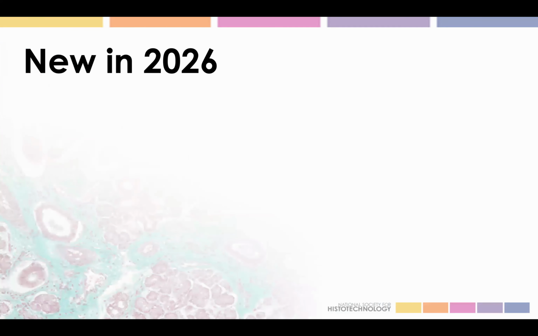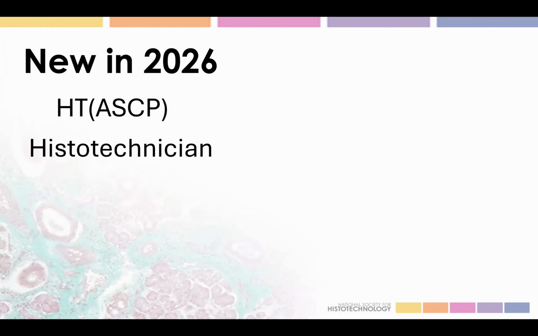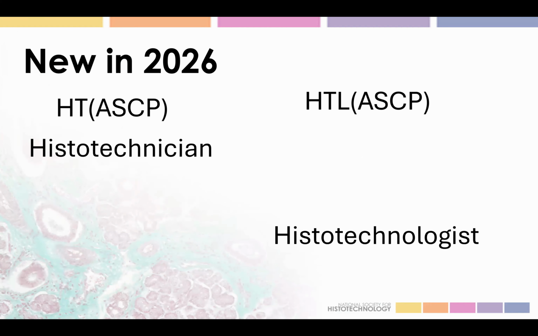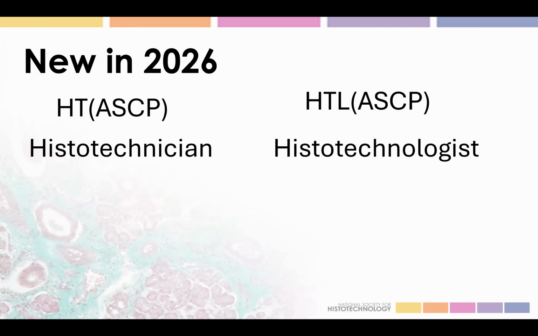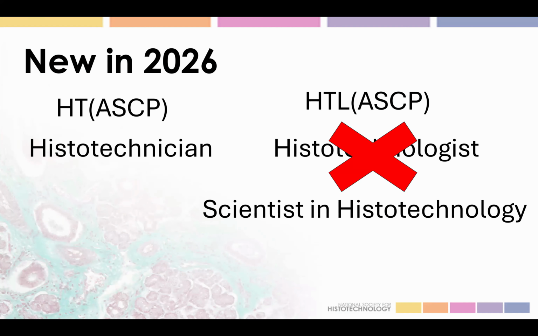As you know, ASCP offers two national credentials for histologists: the HT ASCP, the designation for the histotechnician, and the more advanced certification, the HTL ASCP, the designation for the histotechnologist. However, beginning January 1st of this year, ASCP will now refer to the HTL as a scientist in histotechnology. The initials for your credential remain the same, HTL. However, the title of the credential has changed.